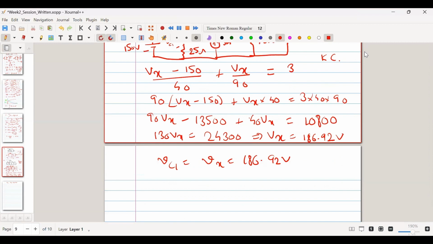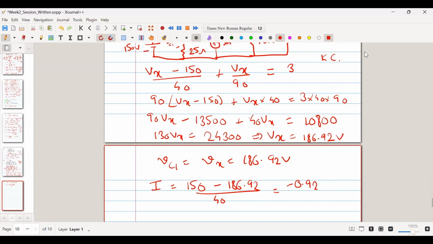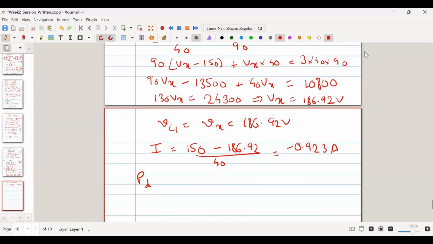Yes, Suresh, you were saying something? We need to find out the current through the 40 ohm resistor. That means we get 150 minus 186.92 divided by 40 ohm. That comes out to be 0.9375, minus 0.923. Okay.